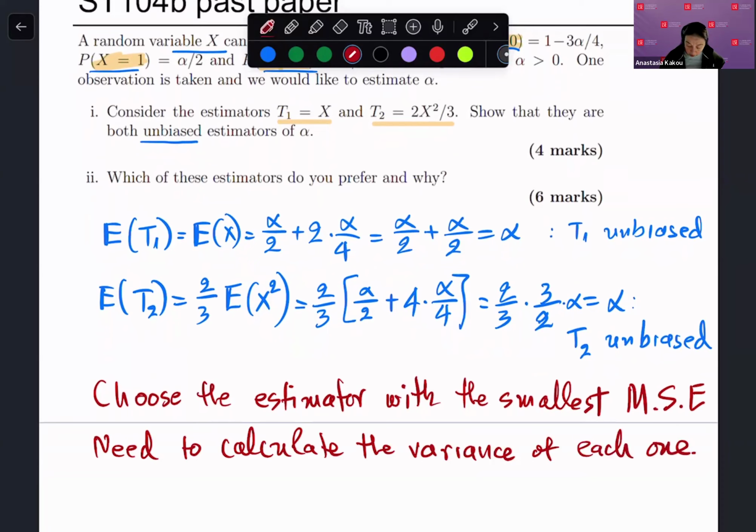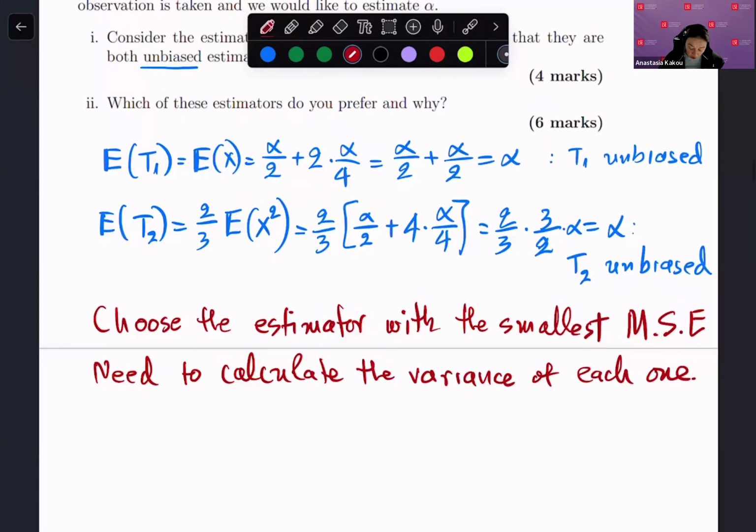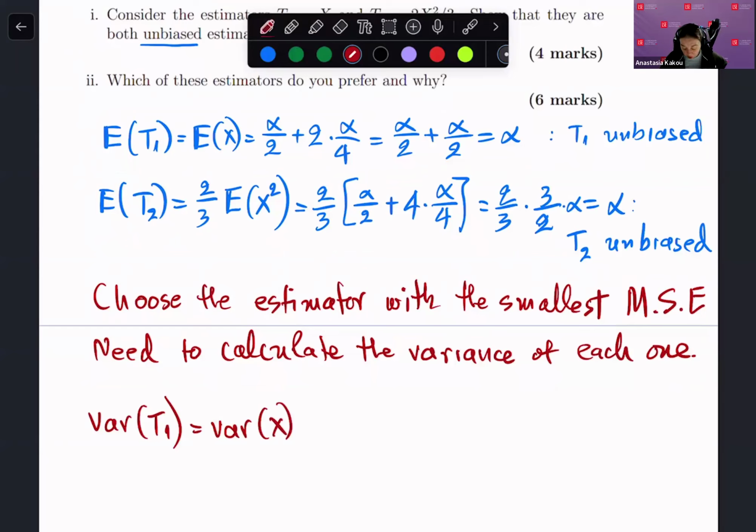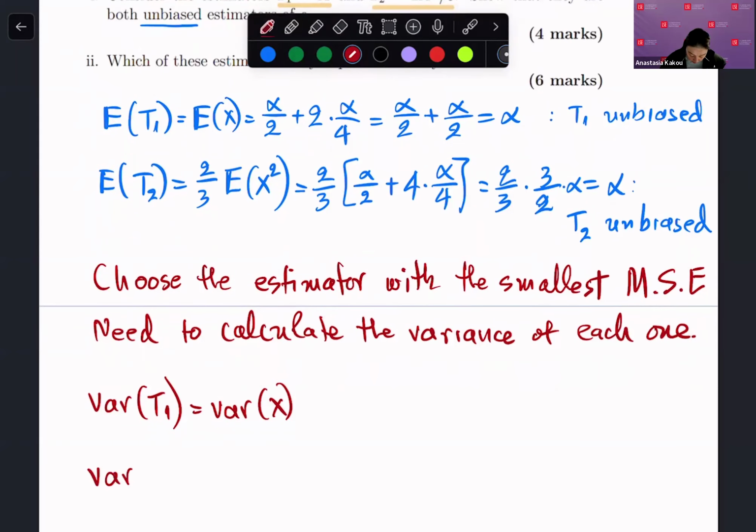Okay, so the variance of each one, I'm going to just write it as variance of T1, is going to be the variance of x. And we can do that because we have the probability distribution of x. Likewise, here you're going to have E of x squared minus E of x all squared. We have already calculated E of x, so we only need one term there.